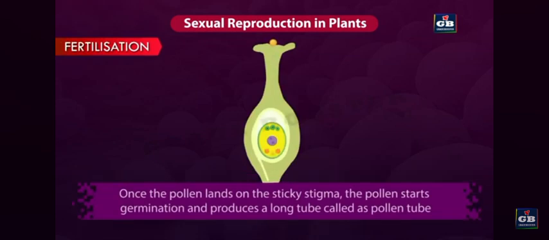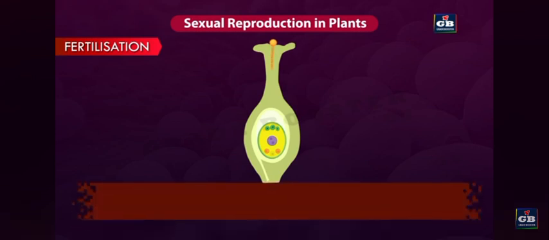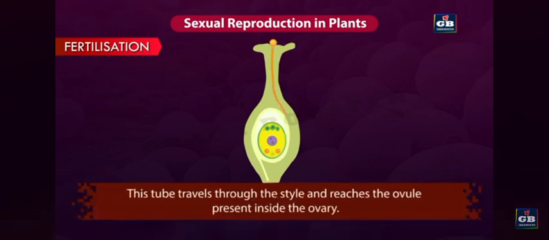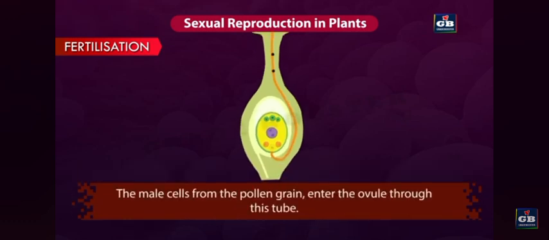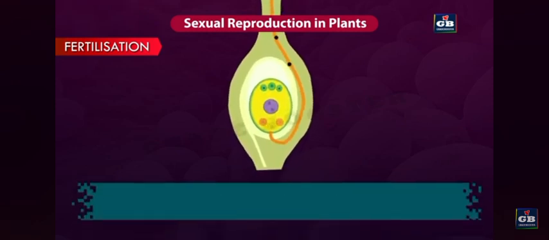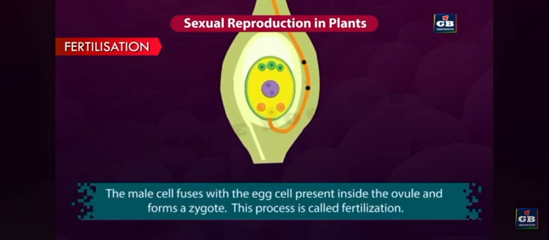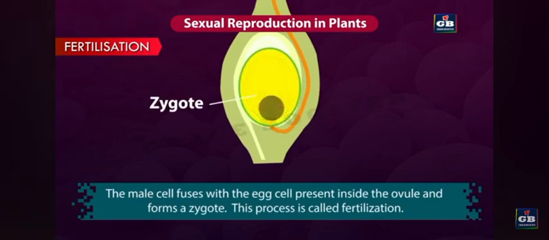Once the pollen lands on the sticky stigma, the pollen starts germination and produces a long tube called pollen tube. This tube travels through the style and reaches the ovule present inside the ovary. The male cells from the pollen grain enter the ovule through this tube. The male cell fuses with the egg cell present inside the ovule and forms a zygote. This process is called fertilization.